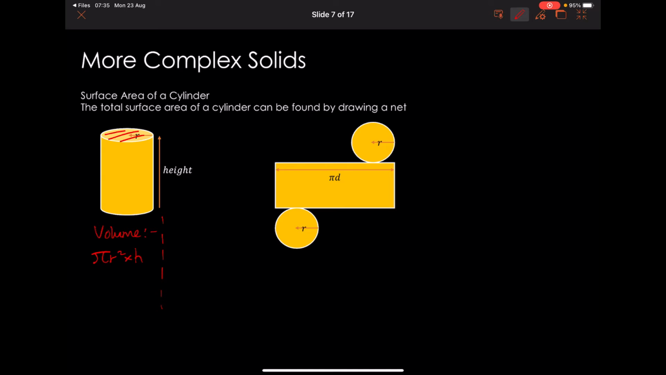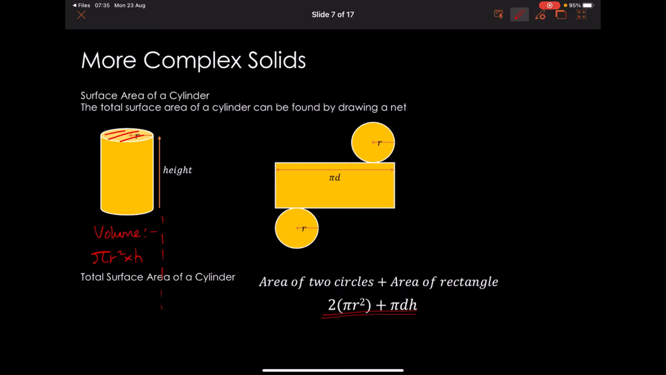However, we have to work out the surface area of a cylinder. Now, you can remember the surface area of a cylinder by remembering this formula if you want to. Okay, 2 lots of pi r squared, which means you've got 2 lots of these, plus pi times d times h. Okay, because pi d is that length there, and h is that length there. Now, that sounds complicated, so instead I don't really do that.